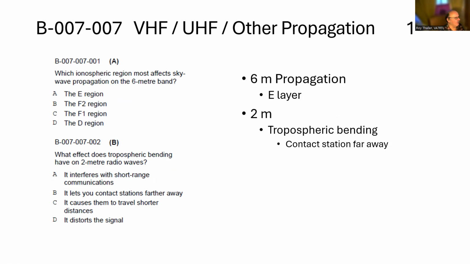Okay, now we get into VHF and UHF and other types of propagation. These are a little bit different than skywave and ground wave communication, and these are some special ones that happen occasionally. Which ionospheric region most affects skywave propagation on the 6 meter band? And that would be known as the E layer.